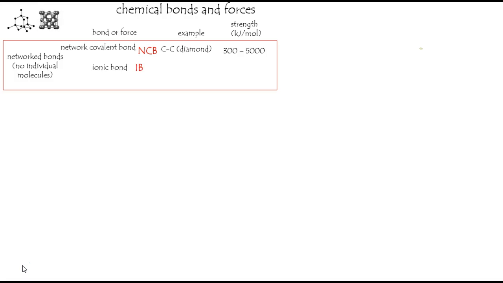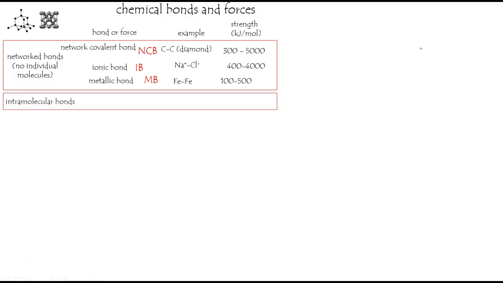If you have an ionic bond, that's an electrostatic attraction between a positive and a negative ion. For example, sodium chloride, a little bit weaker. You can also have metallic bonds, which can be surprisingly strong. The iron-to-iron bond can be 100 to 500 kilojoules per mole. In all three of these cases, you don't see individual molecules. It's a network or a lattice.